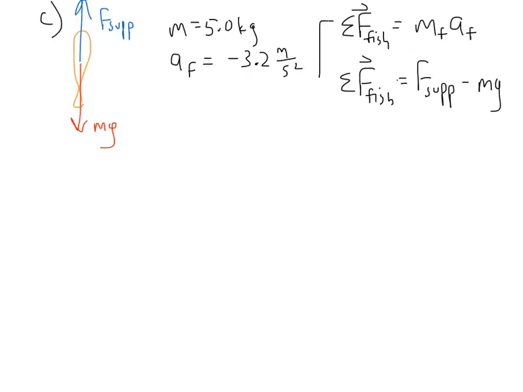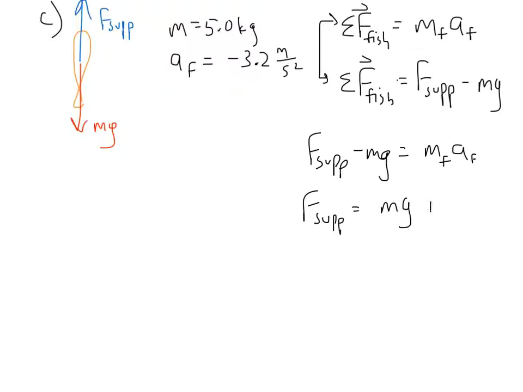Let's take our two net force statements, set them equal to each other. So, mass times acceleration of the fish. You know what? I'm going to write this first here. I'll write it below. Supporting force minus mg equals mass times acceleration. Add our mg over. Looks like the exact same equation from before, right? Supporting force, also known as apparent weight, equals mass times gravity plus mass times the acceleration of the fish.